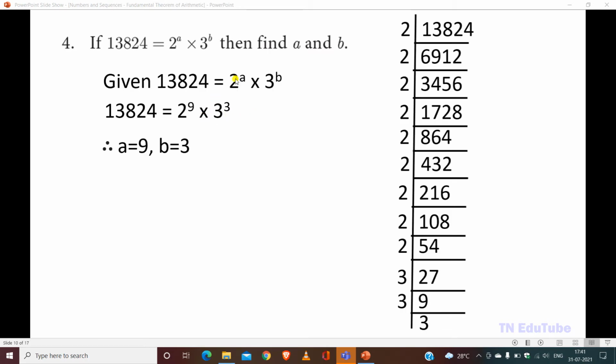When comparing with the given equation, that is 2 power a into 3 power b, here 2 power a, instead of a here it is 9, and b here it is 3. That is the answer for the given question.